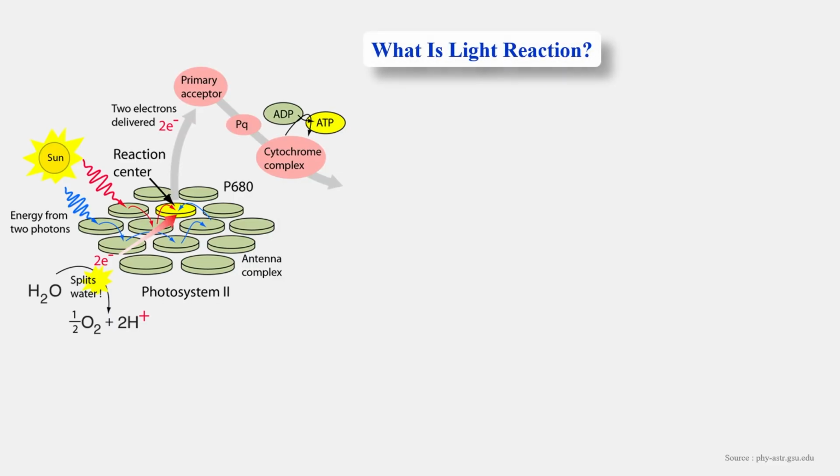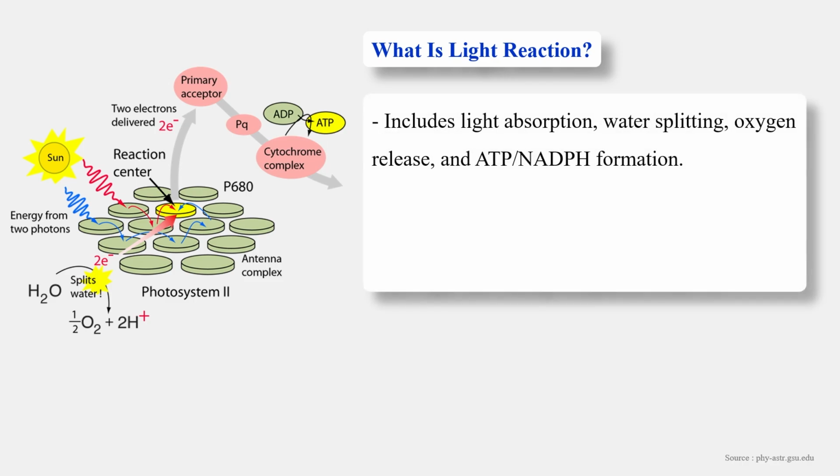Now, what is the light reaction? The light reaction is a reaction which involves absorbing light energy. In this light reaction, water splitting occurs and oxygen is released, and simultaneously ATP and NADPH formation also occurs. These are certain kinds of pigments in the thylakoids, right? P680, and this is the reaction center.